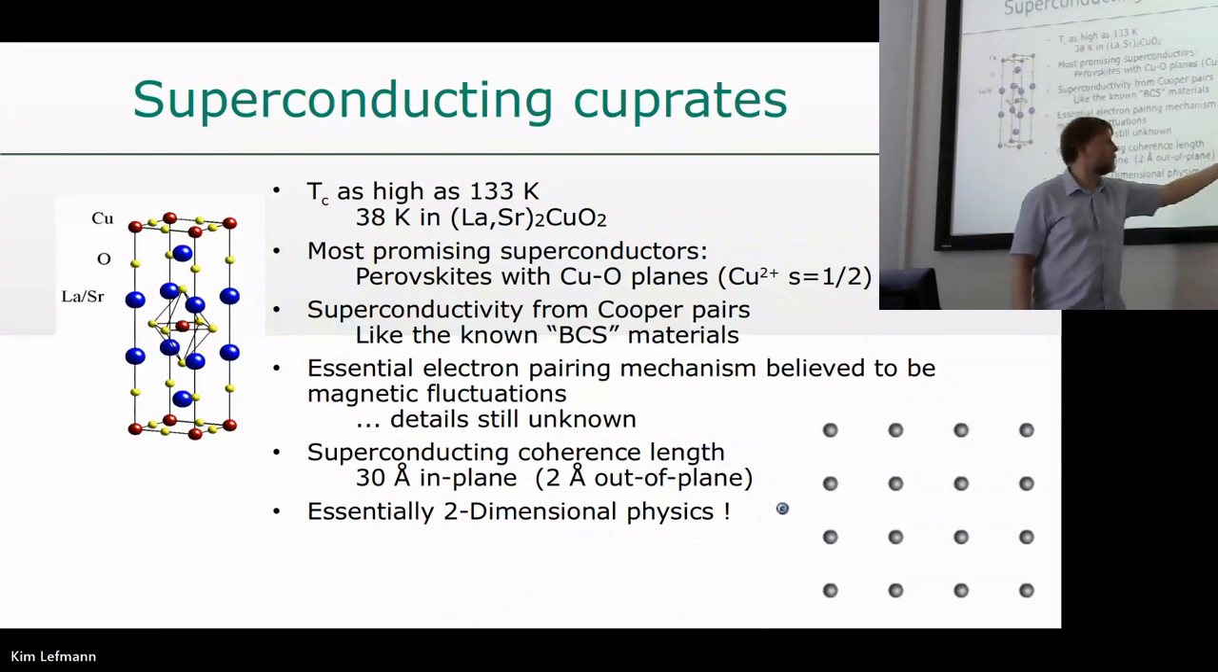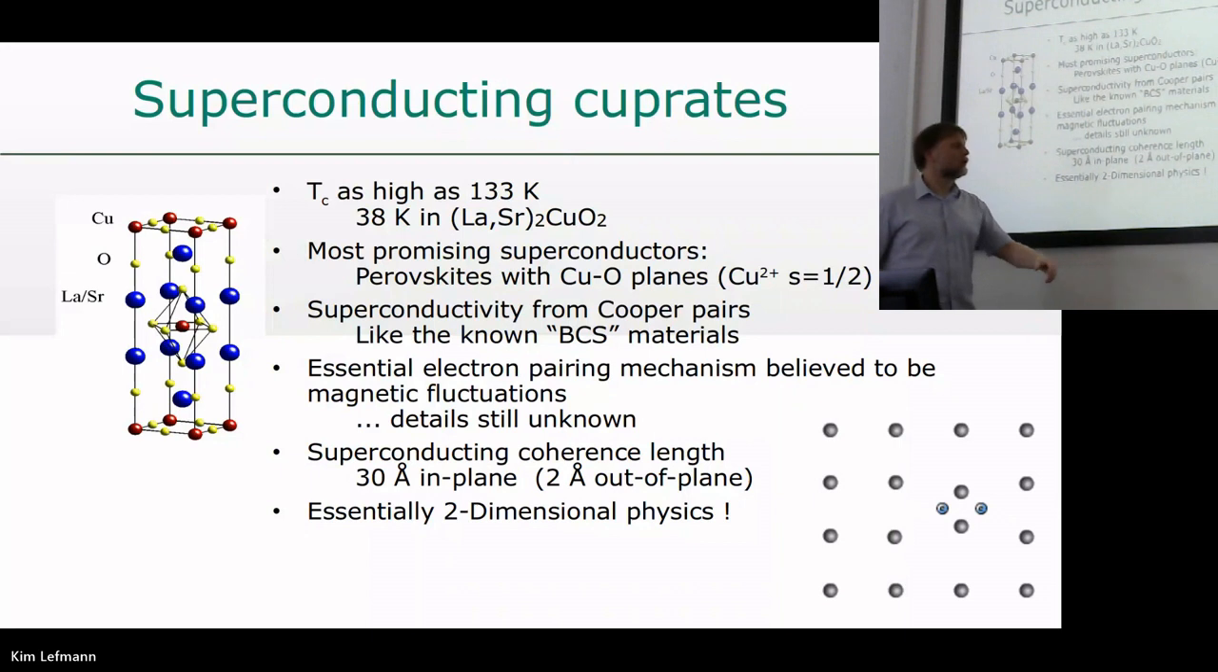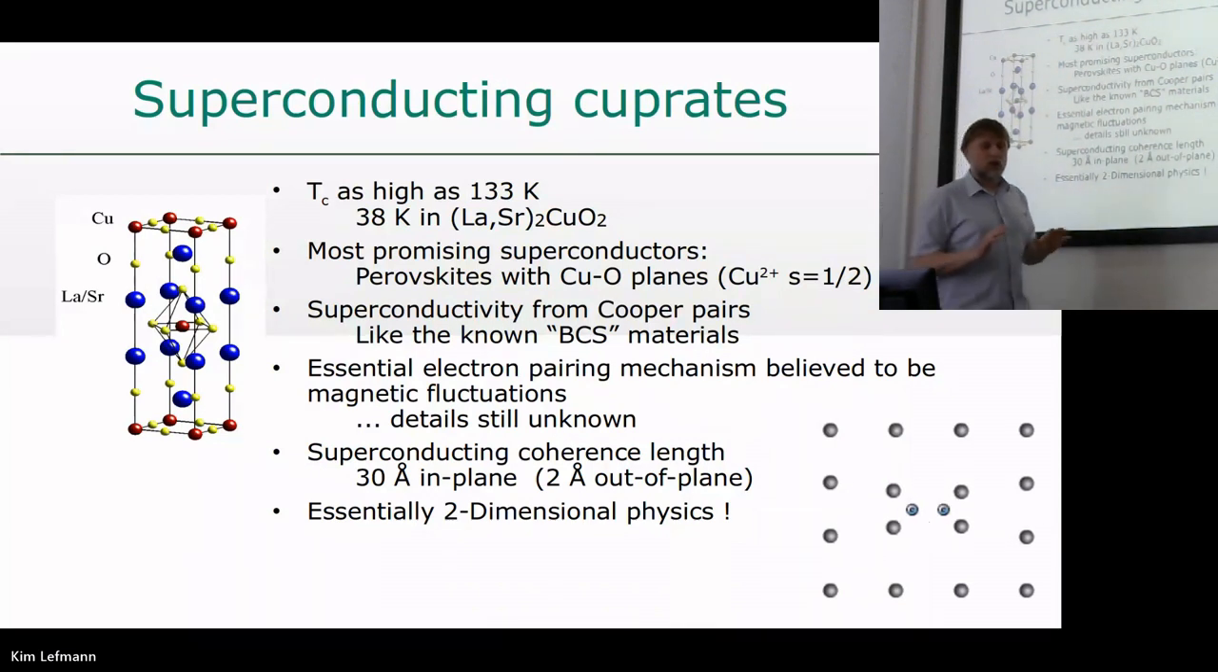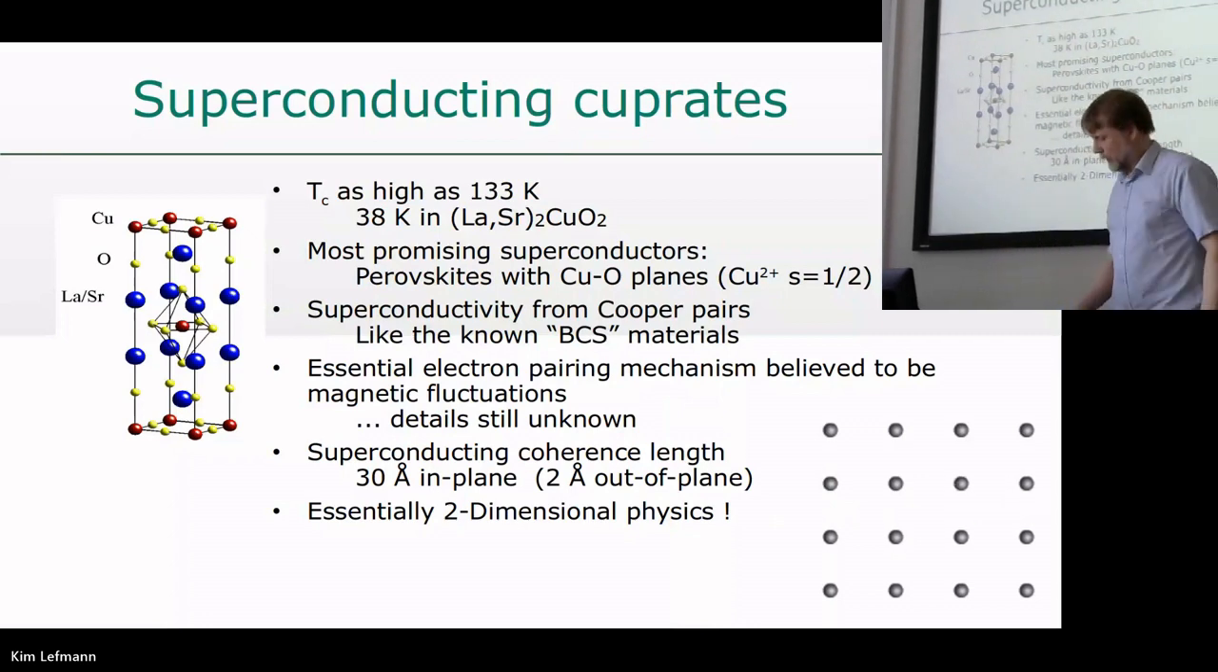This is a very simple cartoon of the phonon-coupled BCS Cooper pair. So it's not the phonons, but it could be the magnetic fluctuations. At least a series of theoretical works conclude that this might be the case. So for that reason, it's interesting for us to study the magnetic fluctuations. It's essentially a two-dimensional problem because the layers are almost uncoupled, not completely.